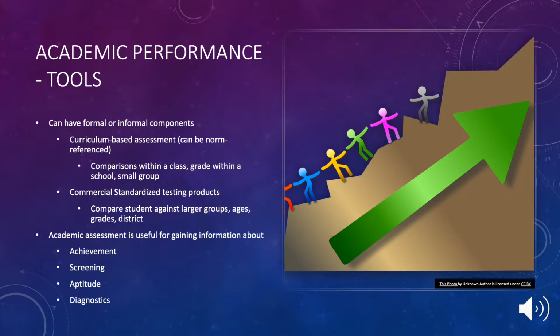So some of the tools that you can measure academic performance include curriculum-based assessment, and that can be norm-referenced. It makes it easy to compare with individuals in a specific class or grade, sometimes even a school or small group. And you can also use commercial standardized tests, kind of like PARCC, and that allows you to compare larger groups across the state, district, or nation. And academic assessment's useful for gaining information about achievement, screening, aptitude, and diagnosis.